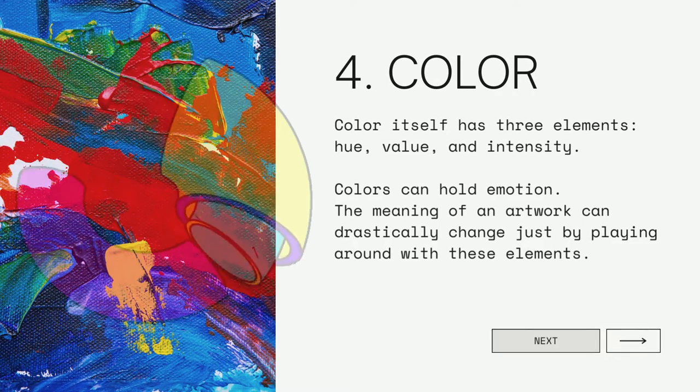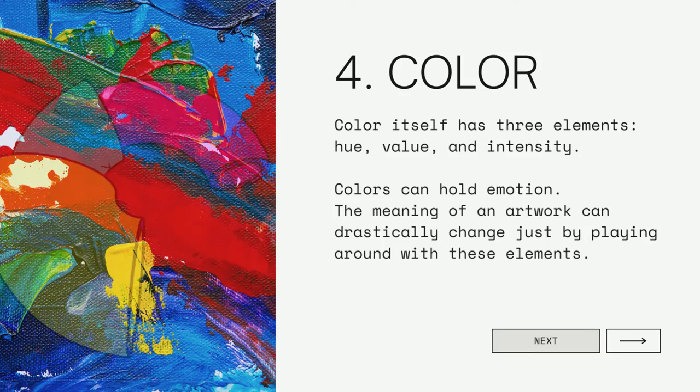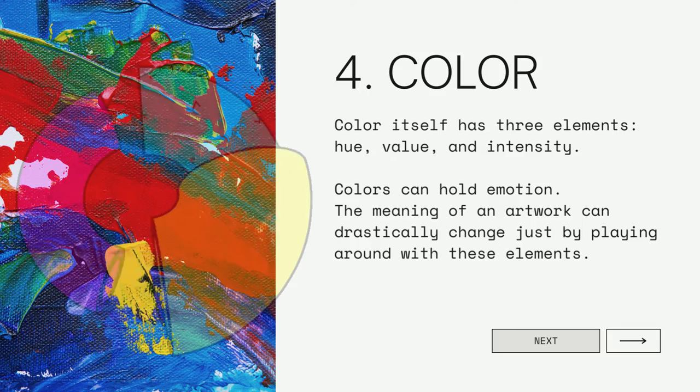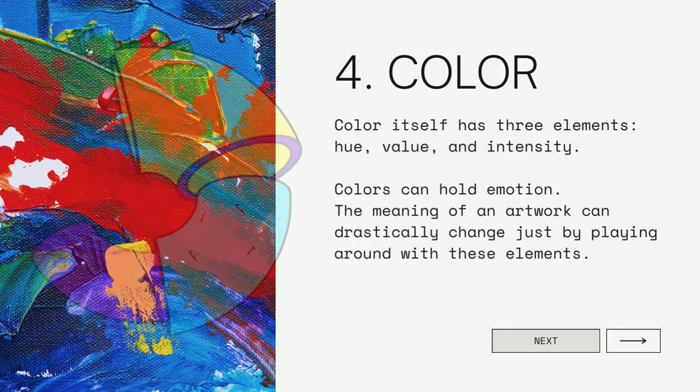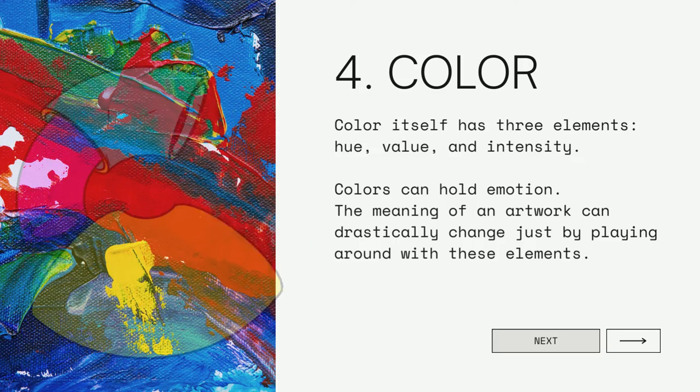Number 4, color. Color itself has 3 elements: hue, value, and intensity. Color can hold emotion. The meaning of an artwork can drastically change just by playing around with these elements.